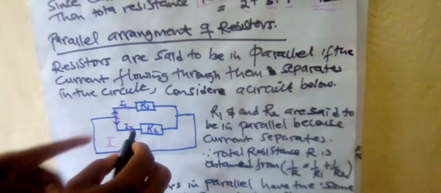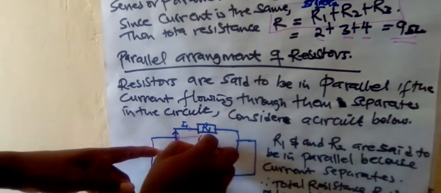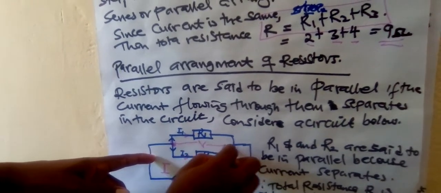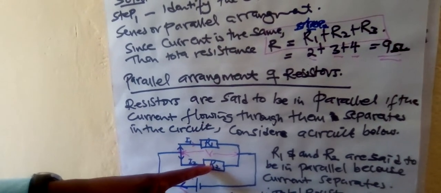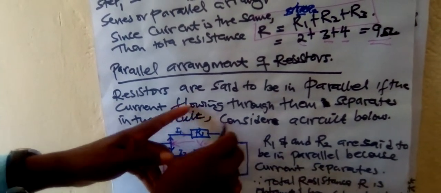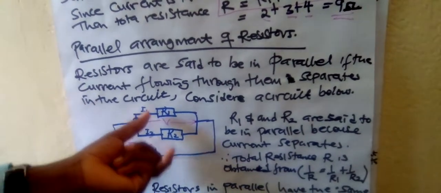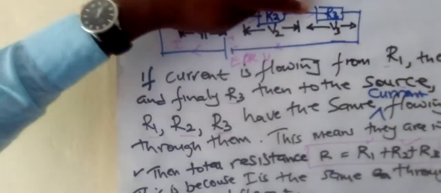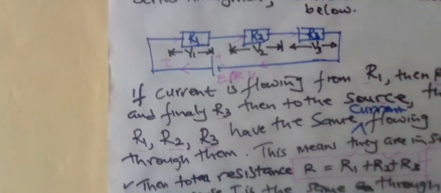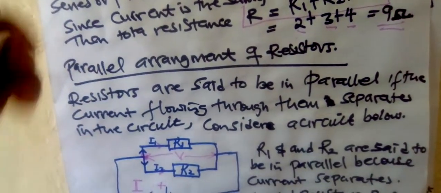The other common thing we need to put into consideration is that resistors in parallel have the same PD. The PD across R1 is the same PD across R2, and is the same PD when you combine everything in parallel. That one you should know. Like I said, for resistors in series, current is the same, PD is different. For resistors in parallel, current is different, PD is the same. That one you need to know.